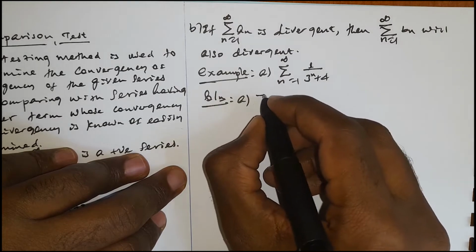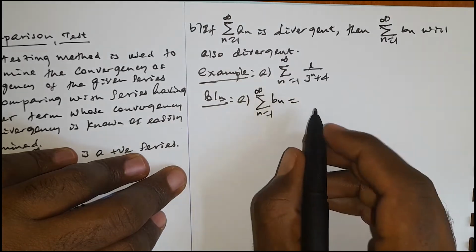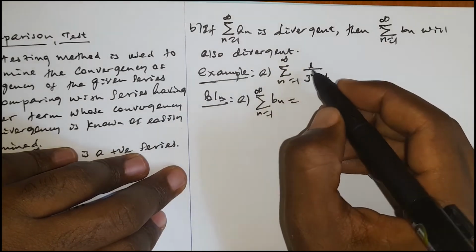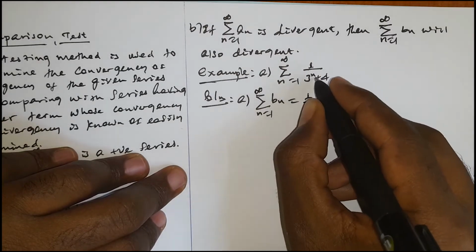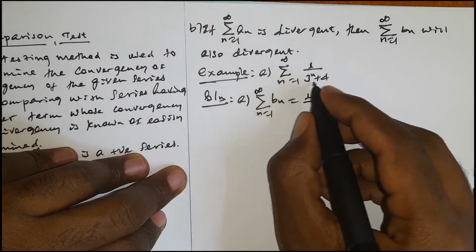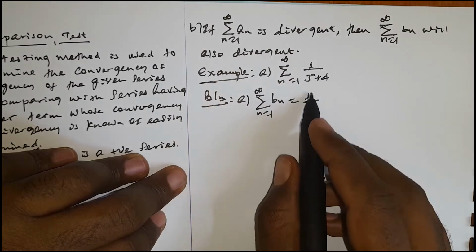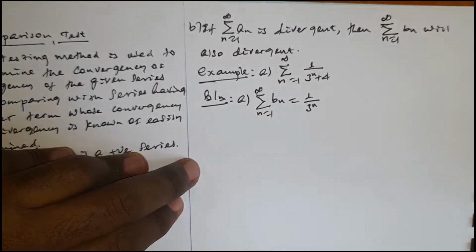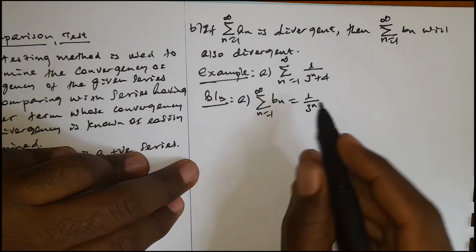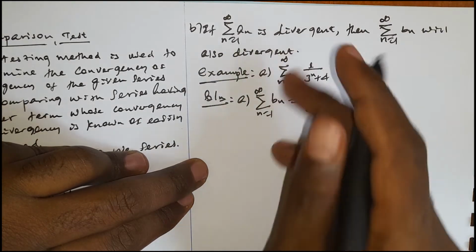This means Bn is equal to the dominant term from the numerator, which is 1, over the dominant term from the denominator, which is 3 power of n. So Bn is 1 over 3 power of n. By simple mathematics, we got our Bn to compare with the originally given series.